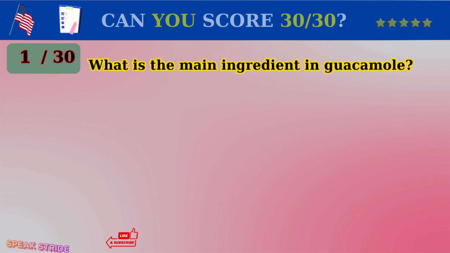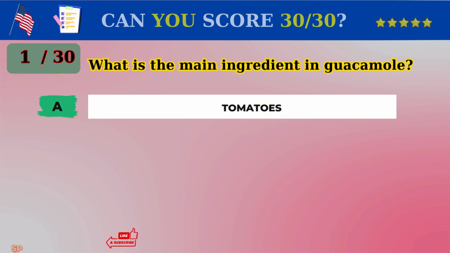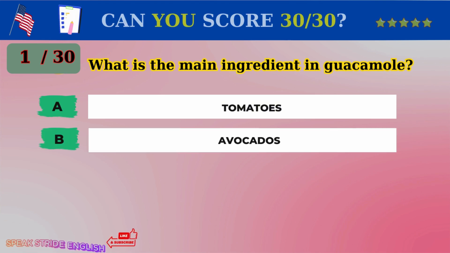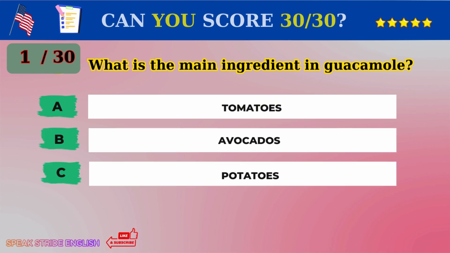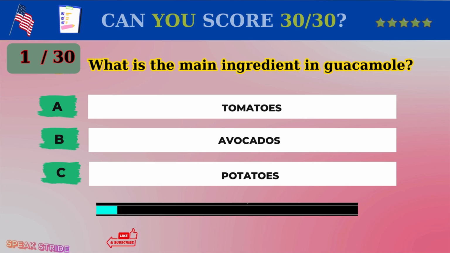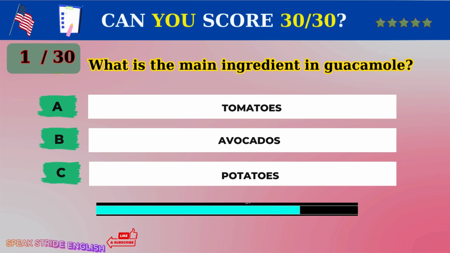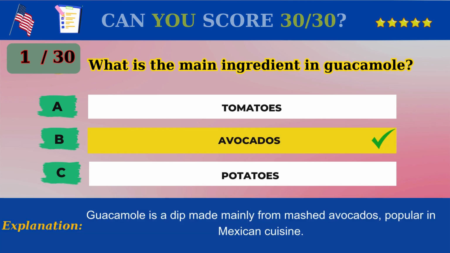Are you ready? Let's get started. What is the main ingredient in guacamole? A. Tomatoes. B. Avocados. C. Potatoes. Answer: avocados.